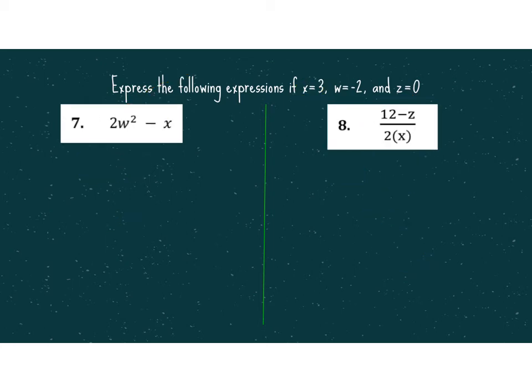All right, last two here. We're going to look at number 7, 2w squared minus x. So again, I need to take that w and plug it in for the w there, and I need to take that x equaling 3 and plug it in for the x there.